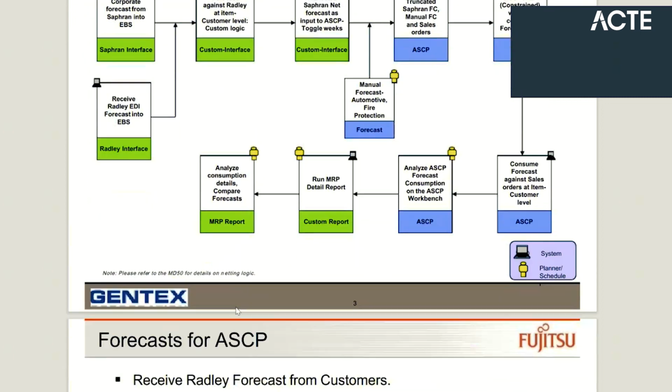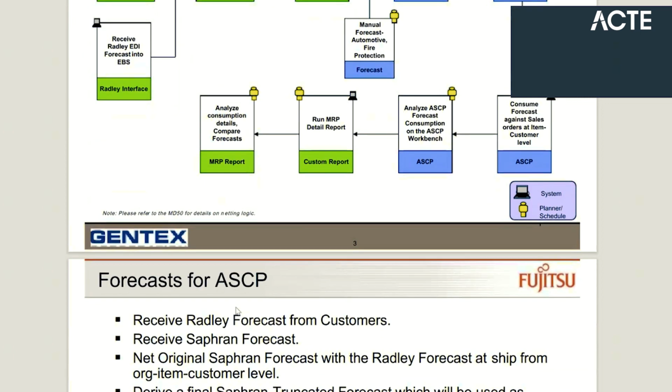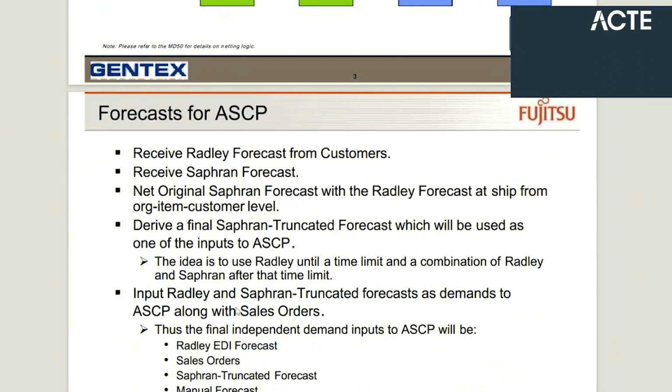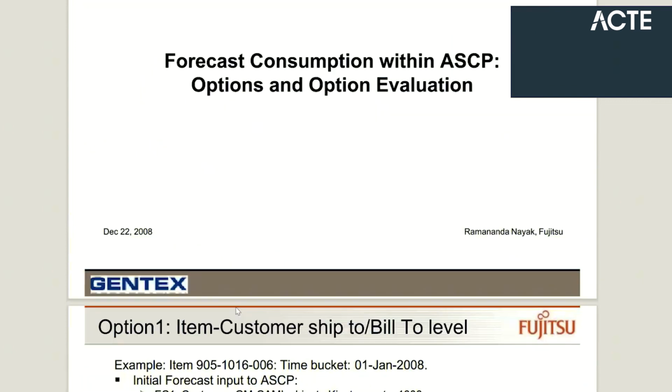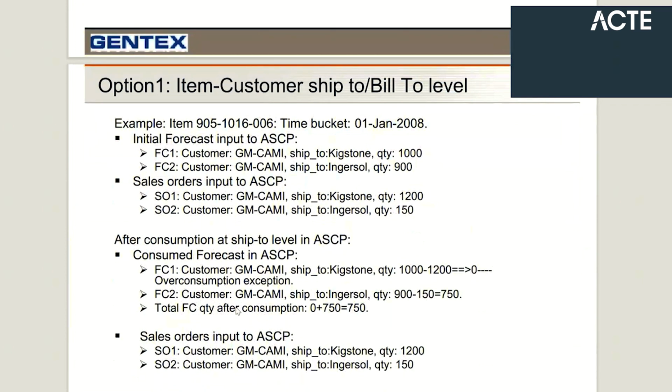Then I run the MRP report. Then I analyze the consumptions and compare forecast. For that, there is an example being served. You have to consider it like this. I'm coming to you and I'm saying I'm your customer. Item, customer, ship-to, bill-to level. Here you are saying I'm having an item. My time bucket is this. Initial forecast input to ASCP.